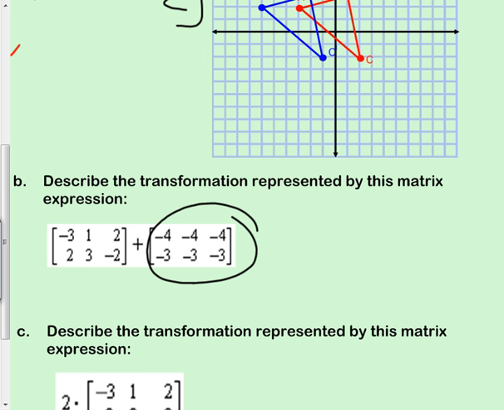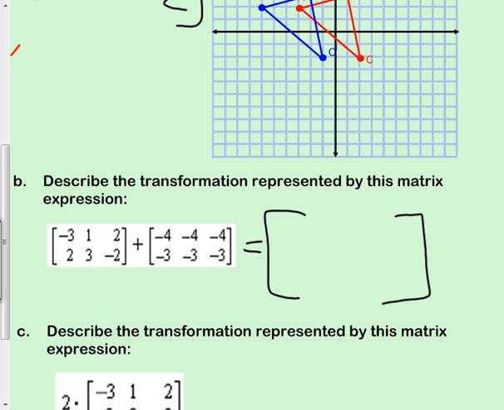Yes. What is happening to the y values? Going down 3. And if it was positive, it would be going up 3. So on your iPad, do this addition. Practice doing this addition. So you're taking row 1, column 1, and adding it to the other row 1, column 1.